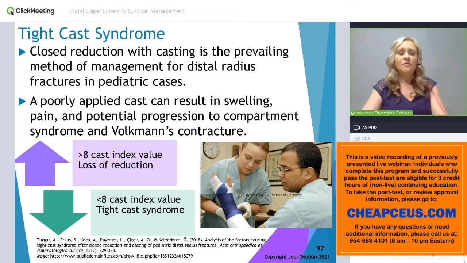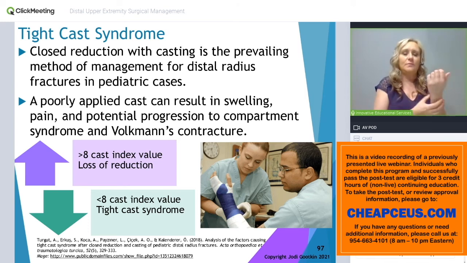Tight cast syndrome, if a patient has a closed reduction, we're going to look at that it is not too tight, restricting circulation to the area. It's how they determine how tight to make the cast: they look at the anticipated amount of swelling at the site of injury and they compare that to the other side, and it's a mathematical calculation to come up with a cast index value, and 8 seems to be the target. If the cast index value is too big, then it's going to allow for movement and loss of fixation, stabilization. If it's too small, then it can be tight cast syndrome.